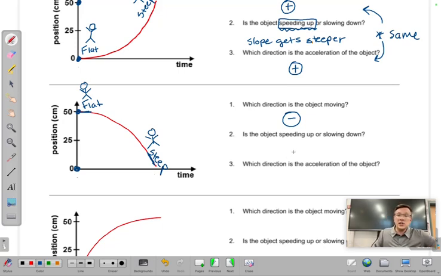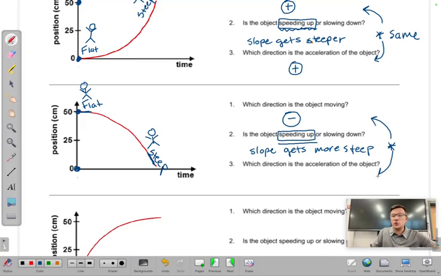So, given that the slope goes from flat to steep, that means that it is once again speeding up, and that is because the slope gets, this time we're going to say, more steep. Look at that. And this time, since it is speeding up again, we want these two answers to match, right? These will be the same.